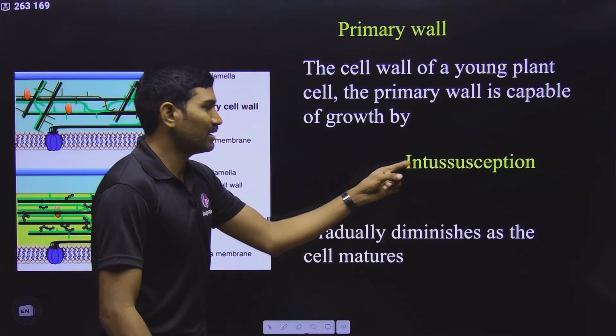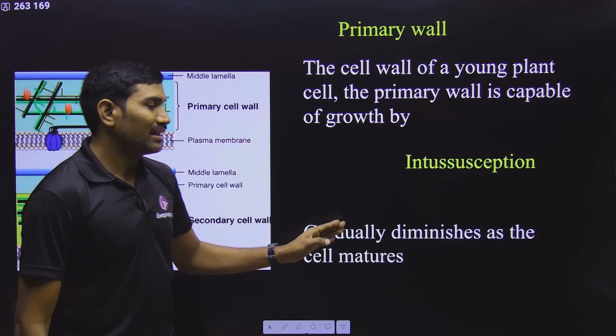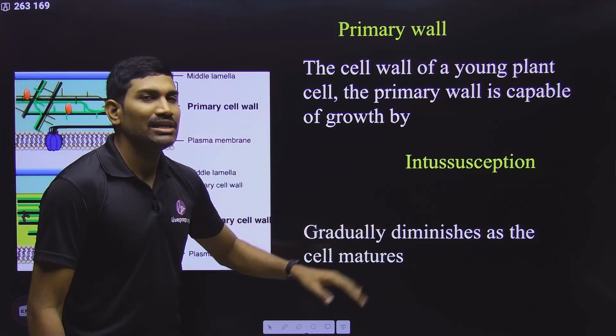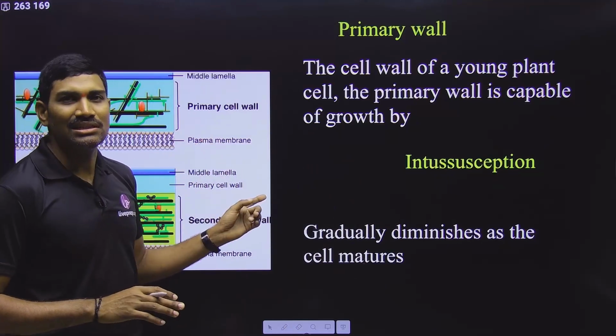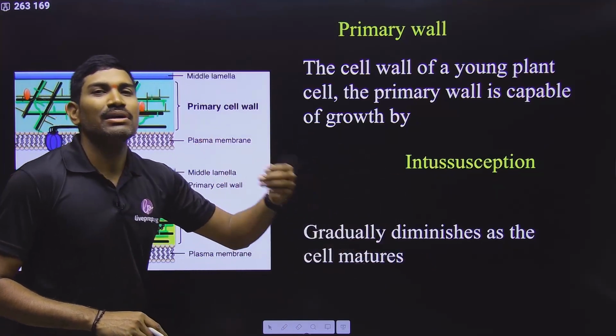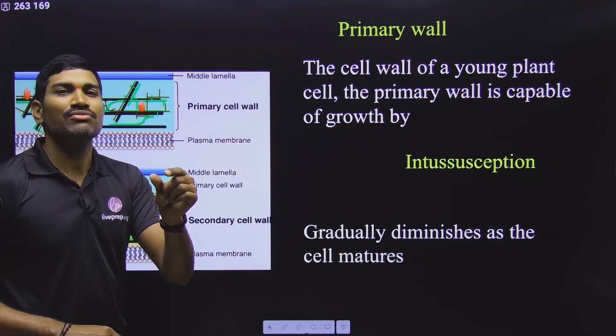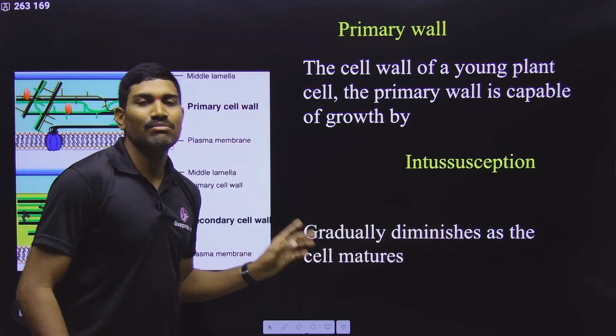This is the point we are writing here. Okay, and here this primary wall gradually diminishes. What is the meaning of diminishes? Decrease in thickness. Already it is thin and it will become further thin as the cell matures.